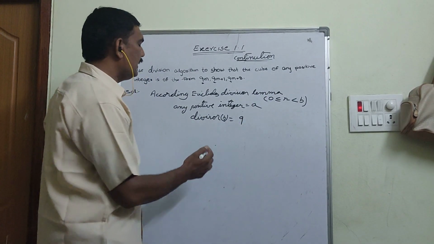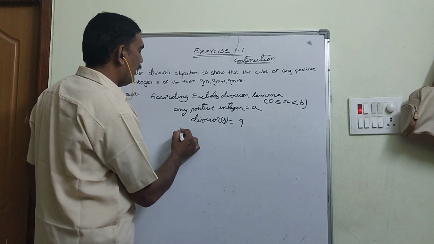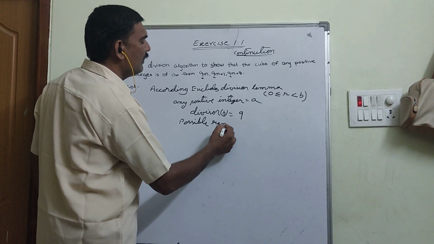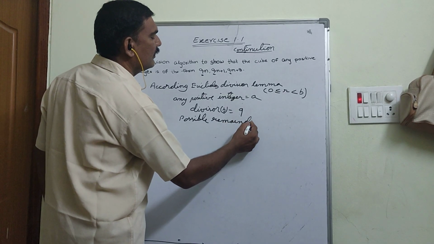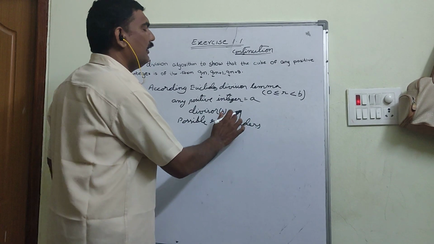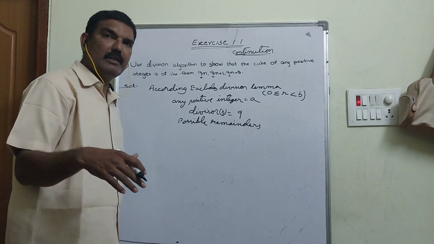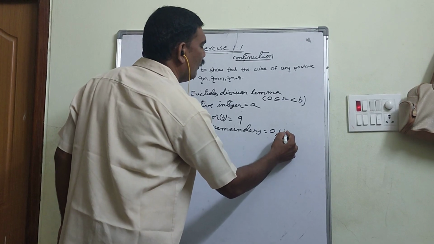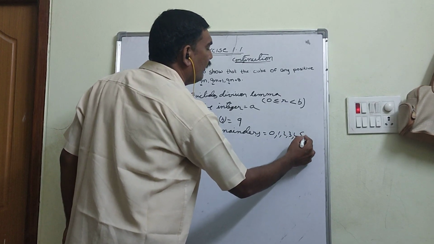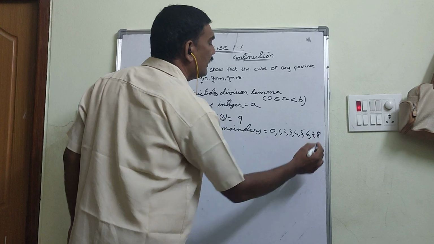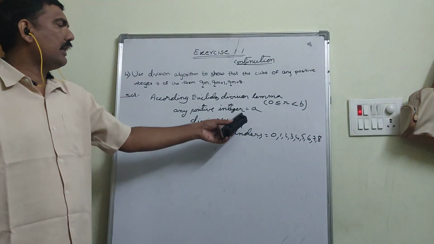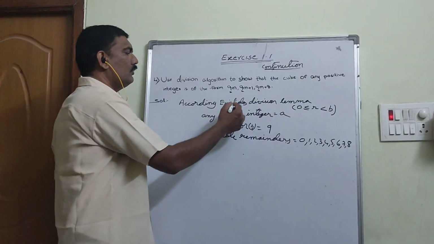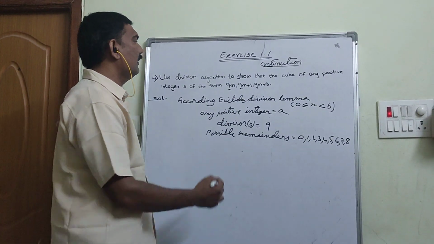What possible remainders will come? Possible remainders. If you divide any number with 9, possible remainders will be 0, 1, 2, 3, 4, 5, 6, 7, 8. You can't write remainder as 9, or above 9 also remainders won't come. So it is basic data.